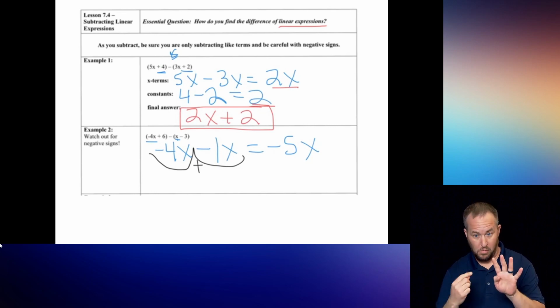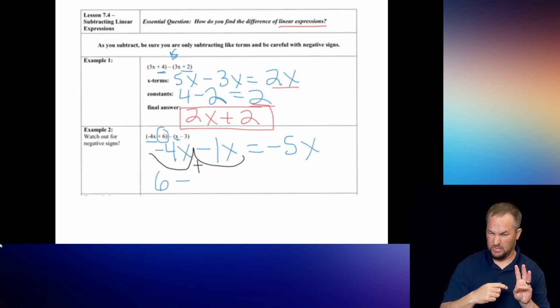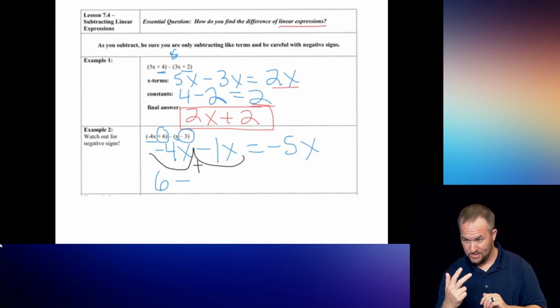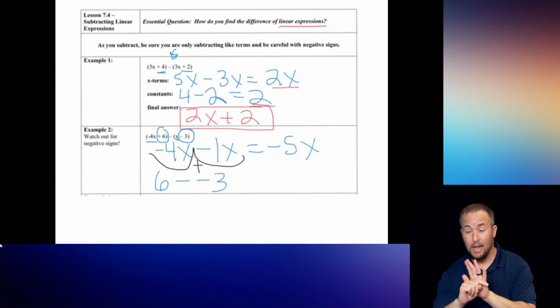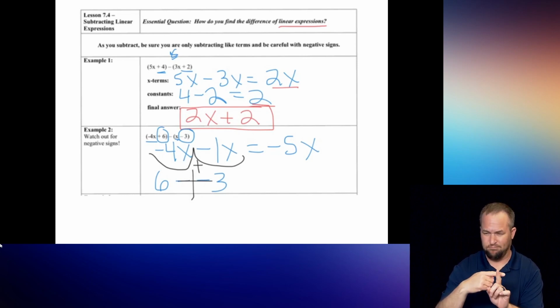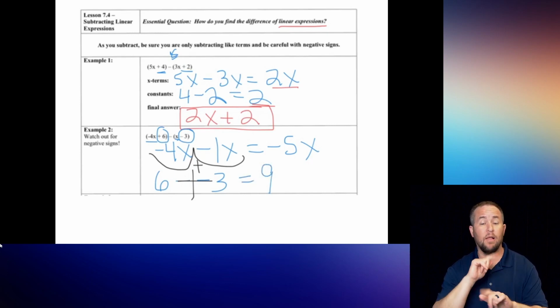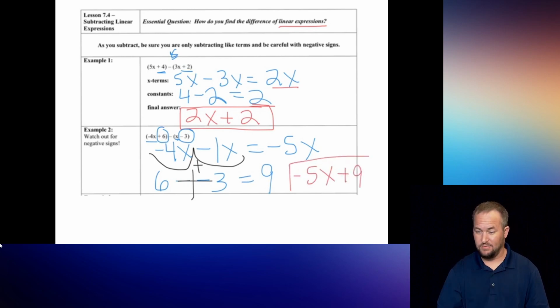For my constants, I see I have a positive 6, and it's a subtraction problem. And then watch out. This constant is not a 3, it is a negative 3. So 6 minus the negative 3. You know what to do when you have this minus and negative together. It's adding the opposite, so it becomes just 6 plus 3, which is 9. So for your final answer, you take your x term, which was negative 5x, and your constant term, which was a positive 9, so put plus 9, and that is your final answer.